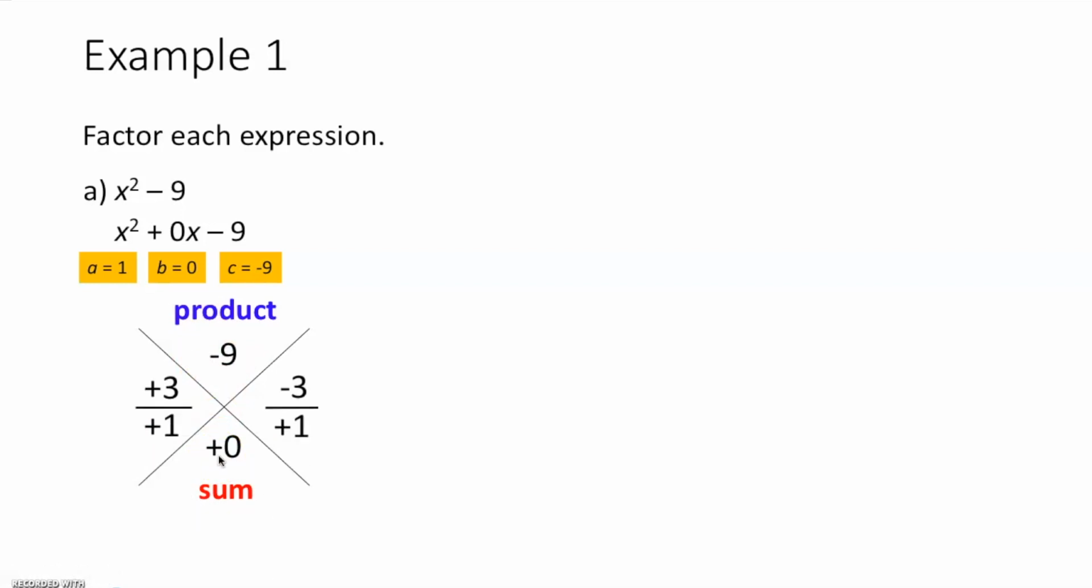You then divide both of those by your a value and write your answer going bottoms up. 1x plus 3, 1x minus 3, or x plus 3 times x minus 3, which is exactly the same as what we got when we used the shortcut. Either way works. Let's try this.